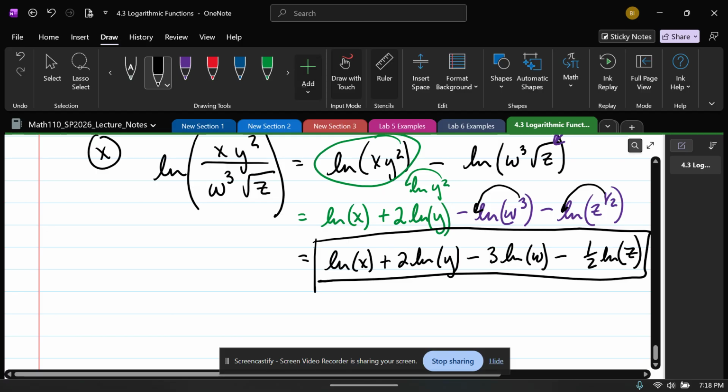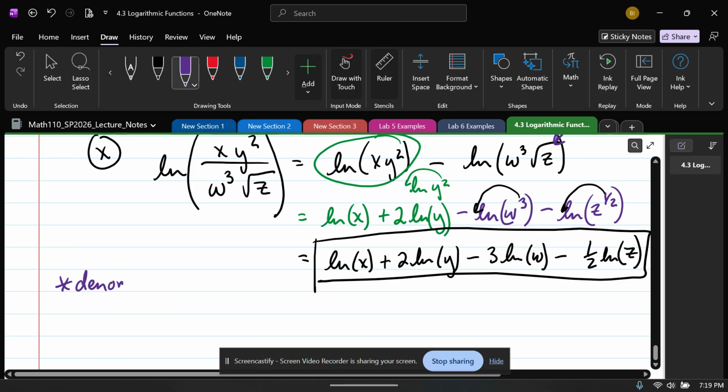Why is it subtraction 1/2 natural log of z? Because where is the square root of z from? It's from the denominator. Anything from the denominator is going to have a minus sign on it. That will always be the case, and that may be something that we can write down.